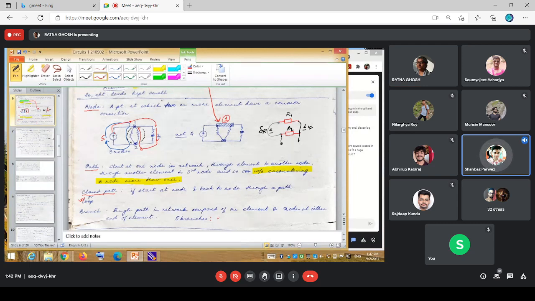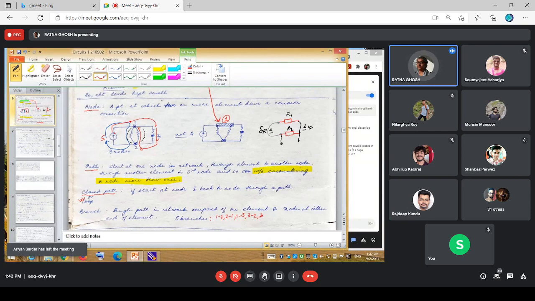2 branches between 1 and 2: 1 to 2 and 2 to 1. Let me just differentiate. 1 to 3, 3 to 2. 2 to 1 again. 1 to 2 via the current source. 2 to 1. 2 to 1 via the current source.